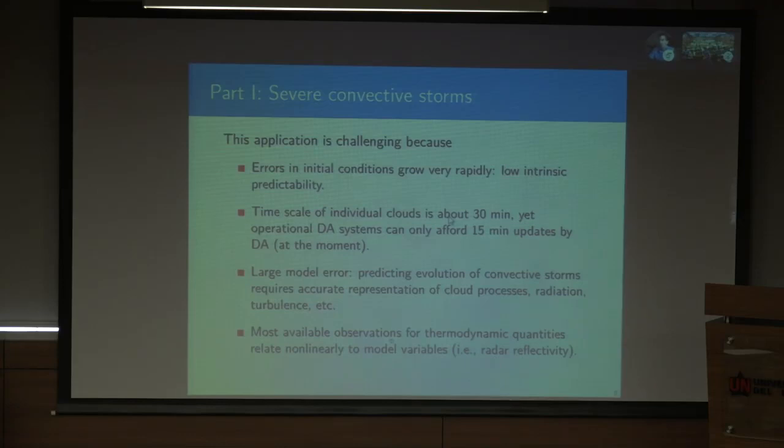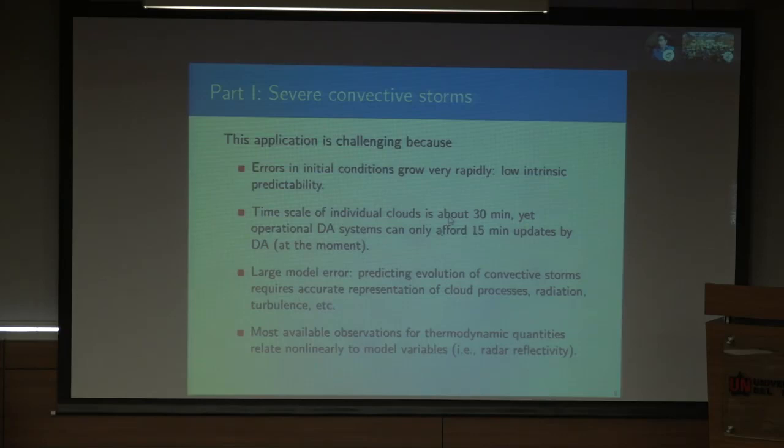And so for the first part, severe convective storms, this is a really tough application because for one, errors in initial conditions can grow really, really rapidly. We have low intrinsic predictability. I'd say the best forecasts right now for severe convective storms in the U.S. are only accurate within maybe 30 minutes or so of model initialization. And this corresponds with the time scale of individual clouds in our system, which is about 30 minutes. And the best we can do right now with our current computing resources is perform sequential data assimilation every 15 minutes.